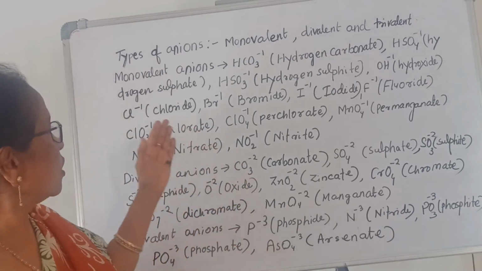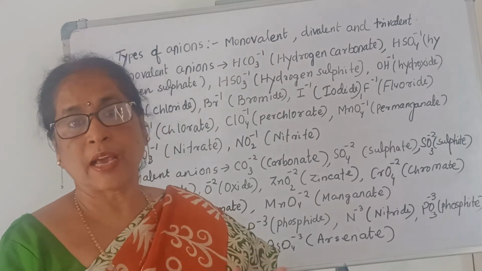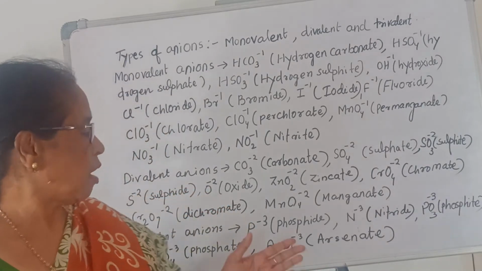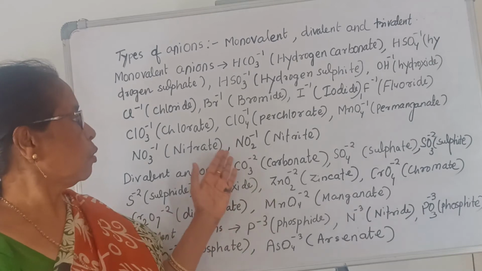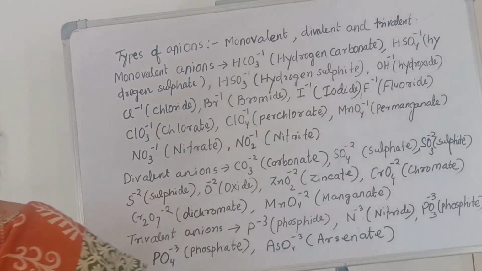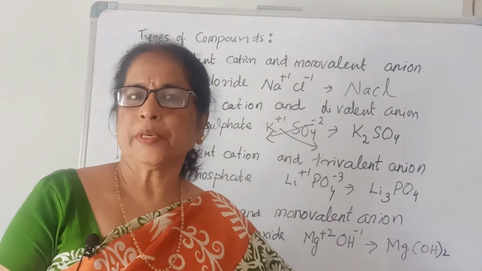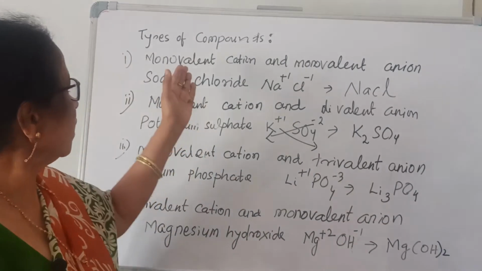So now we will proceed to how compounds are formed from different anions and different cations. Now we will proceed here. So you will see the different examples. Now you can observe here the types of compounds. What are the types of compound?